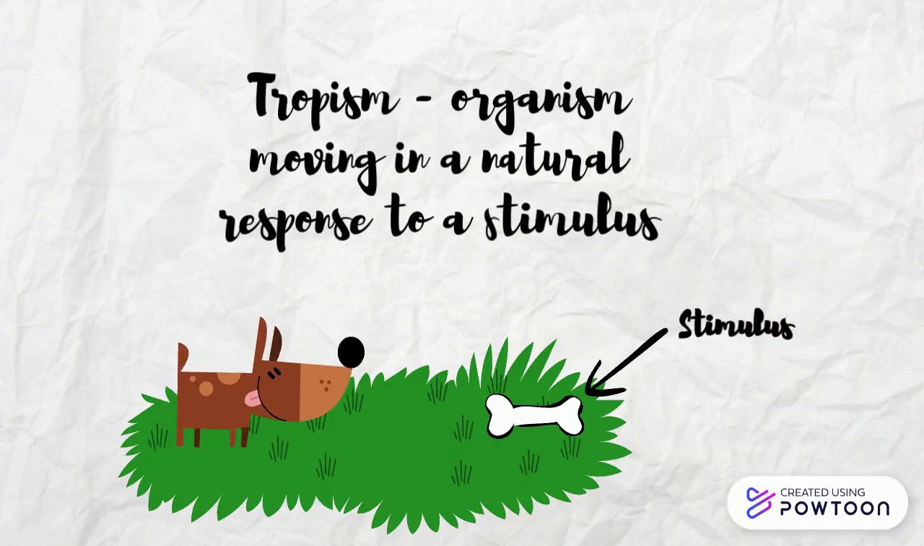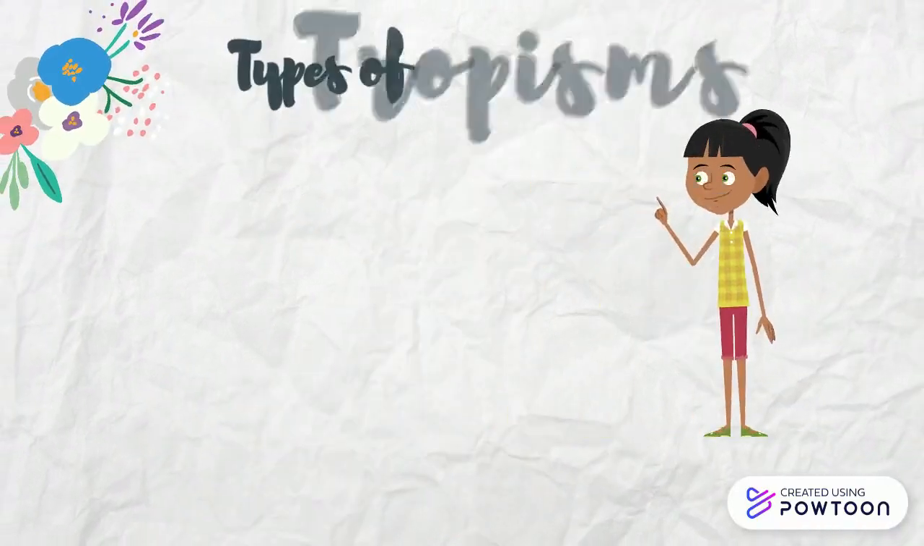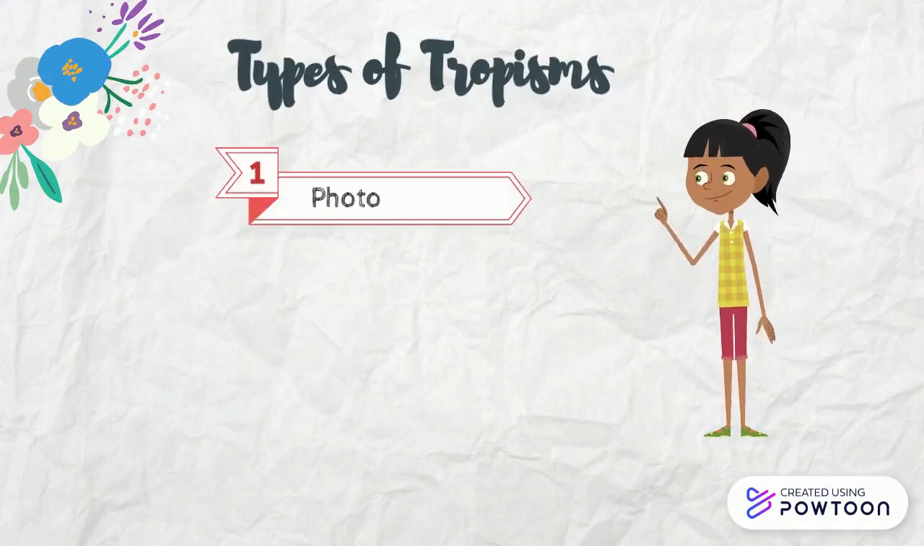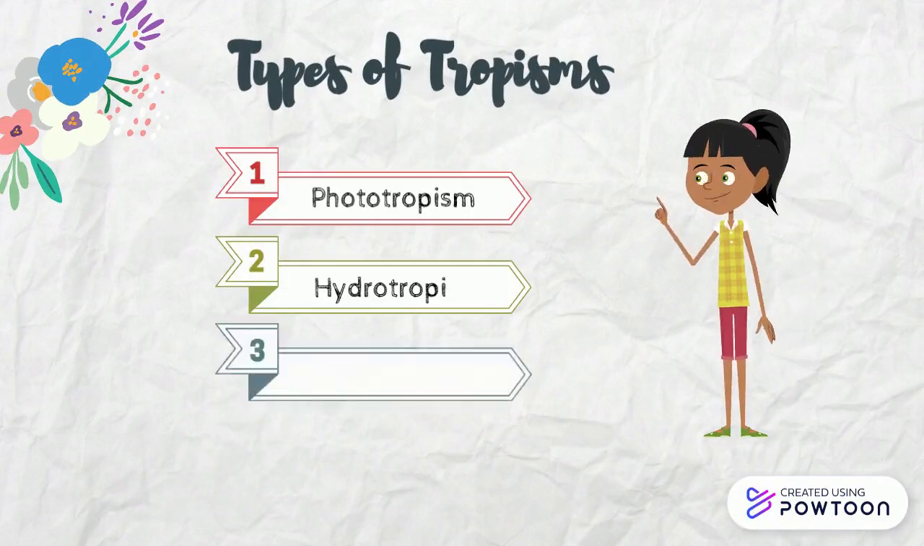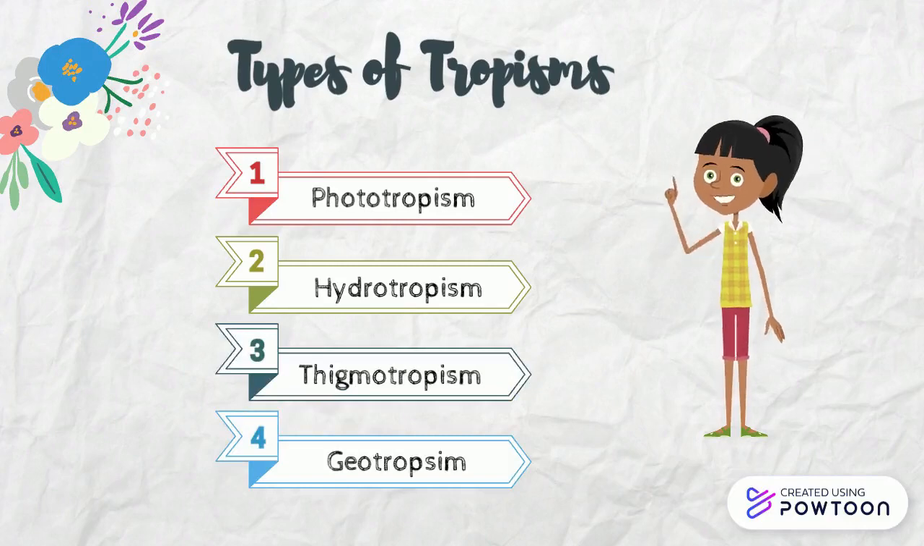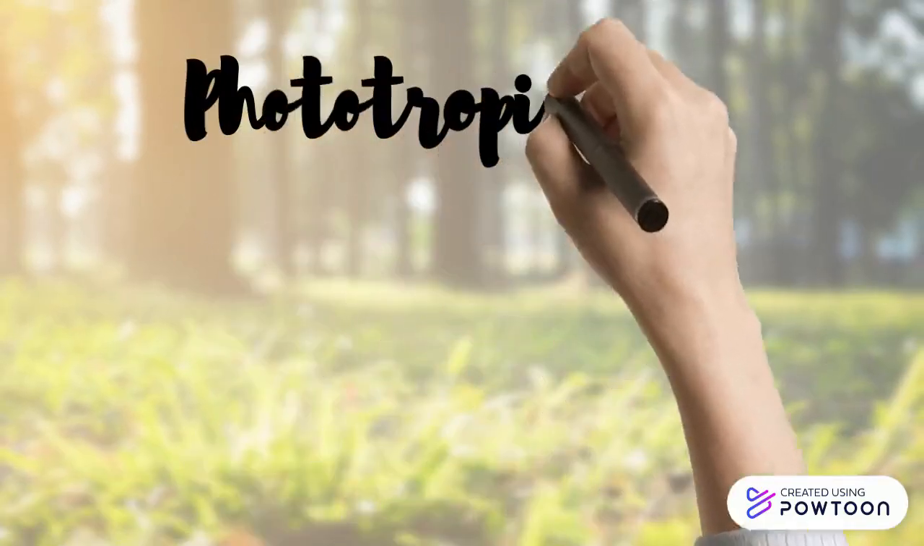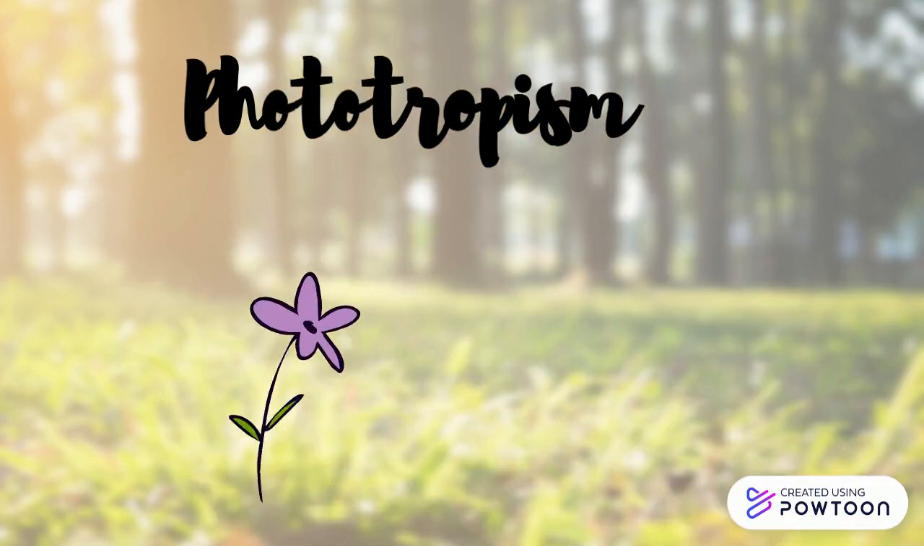Now, we are going to explore 4 different tropisms: Phototropism, Hydrotropism, Thigmotropism, and last but not least, Gravitropism. And as you may be able to tell, most tropisms are named after the stimulus that causes movement in the organism. Let's dive more into that. Starting off, Phototropism. This tropism is the direction of a plant in response to light, which is the stimulus.